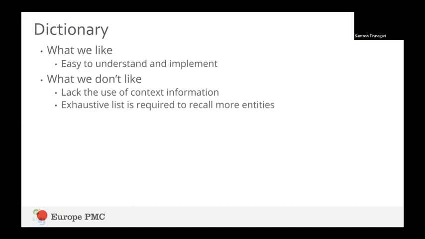What we like about dictionaries is that they are easy to understand, interpretable, explainable, and easy to implement. What we don't like is the lack of use of contextual information. Dictionaries are static, and they don't use context information. They also require a long, exhaustive list to recall entities, and that list keeps on increasing to recall more and more entities. So we will see these problems now.